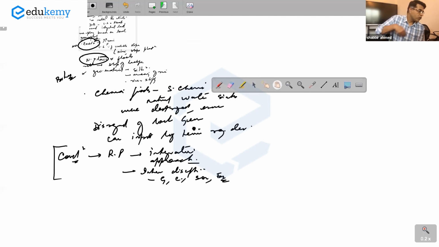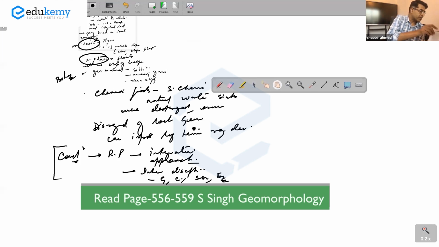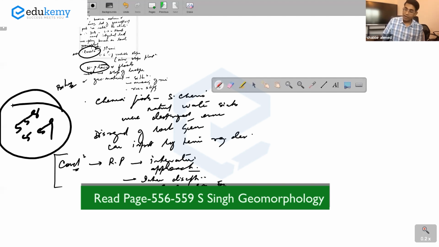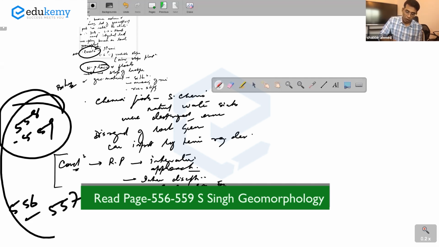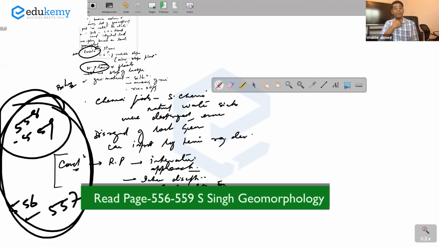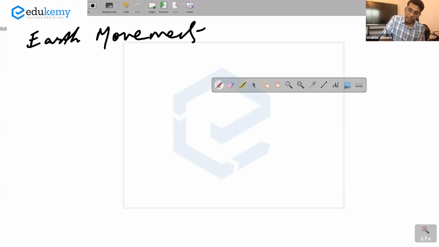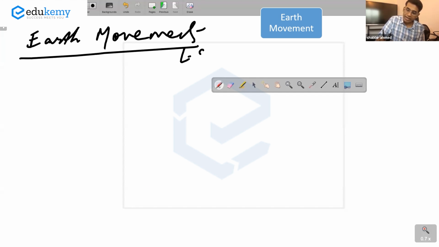Now I want you to read up two pages, page numbers 558 and 559. 558 has something on hazard management, and then also read up page numbers 556 and 557. These four pages are good enough for geomorphology and applied regional planning, or geomorphology and hazard management mein ho jayega. Now come to the next one, earth movements, and in particular landslides.